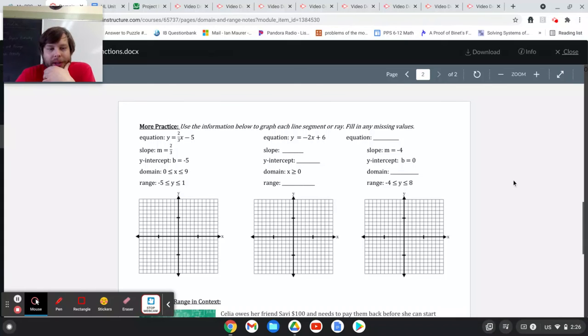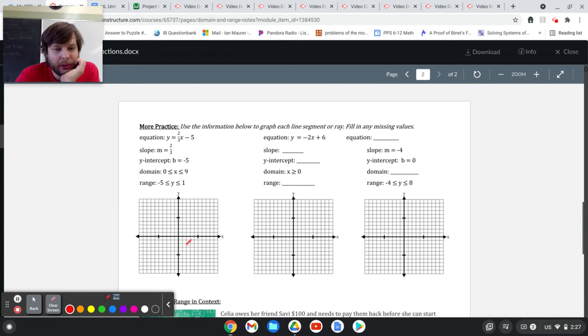All right, so here we're looking at domain and range and graphs, and then in another video I'll do domain and range in the context of a word problem. So for this first one here, all the fill in the blank is done for us, so we just need to reproduce the graph. 2/3 is slope, -5 is the y-intercept.